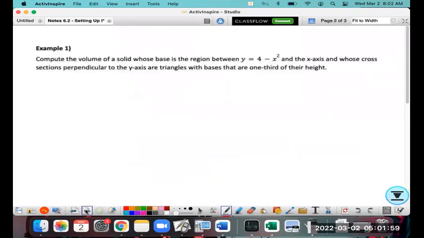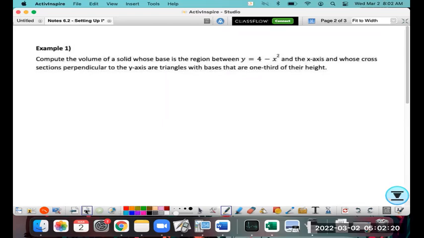Okay, so let's get our first one going. Compute the volume of a solid whose base is the region between y equals 4 minus x squared and the x-axis. So first and foremost, I'm going to stop there and just get my base region sketched. This is where the cross sections are going to build up from.